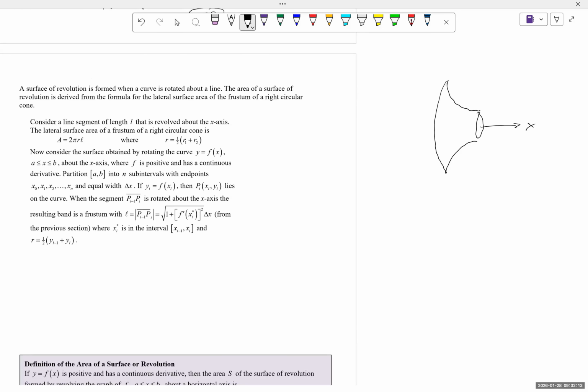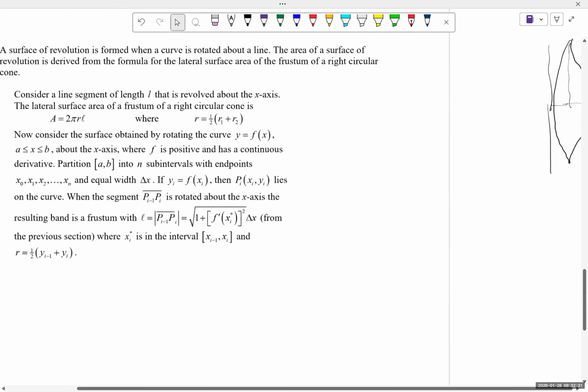So imagine now, instead of a solid, instead of rotating the solid region under this curve, we're just rotating the curve itself. And now we're just getting a shell, if you will, and we want that surface area. To get there, here's what we're going to do.